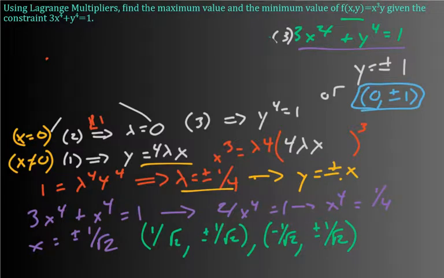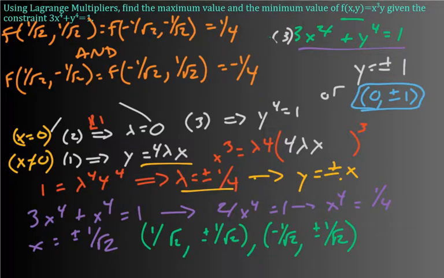If you just go and test them all, basically, turns out that f of, I'll just write it down here. So these 2 points give you 1/4, and these 2 points give you negative 1/4. And those are the maximum and minimum values that you can get on this function given this constraint. That's kind of a good example of Lagrange multipliers.